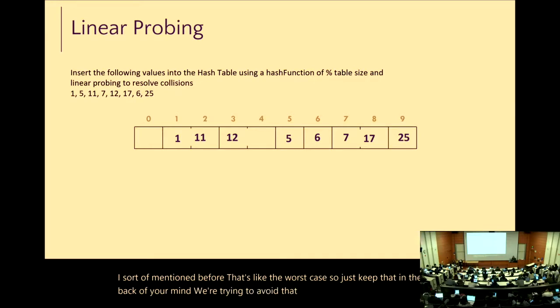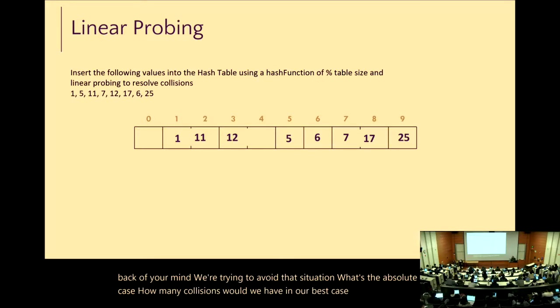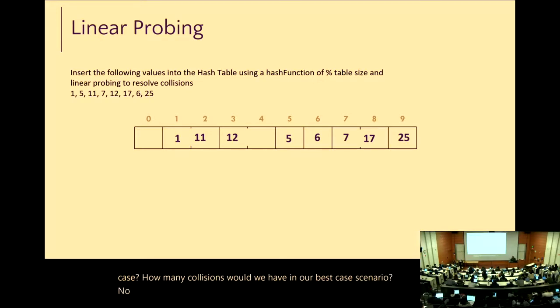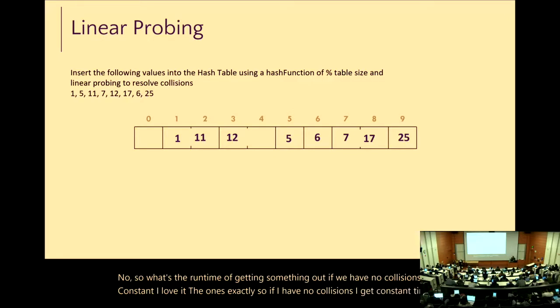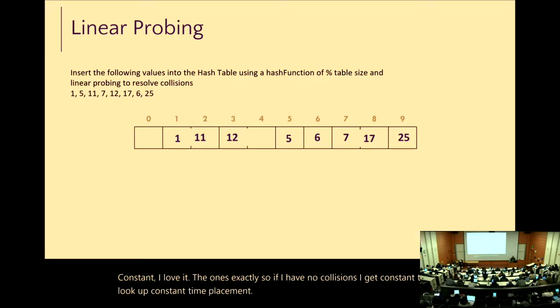What's the absolute best case? How many collisions would we have in our best case scenario? No collisions. So what's the runtime of getting something out if we have no collisions? Constant. Exactly. So if I have no collisions, I get constant time lookup, constant time placement, exactly the same as separate chaining.